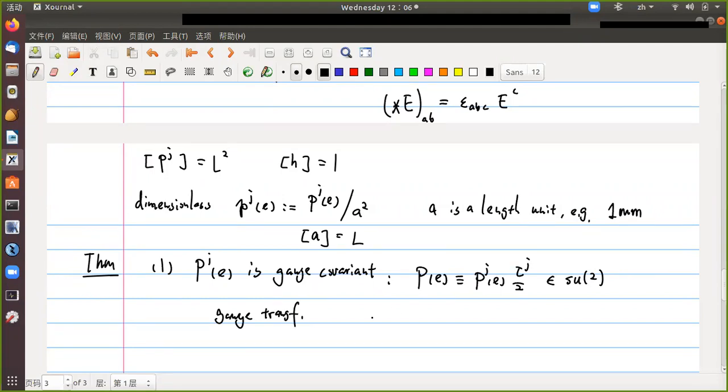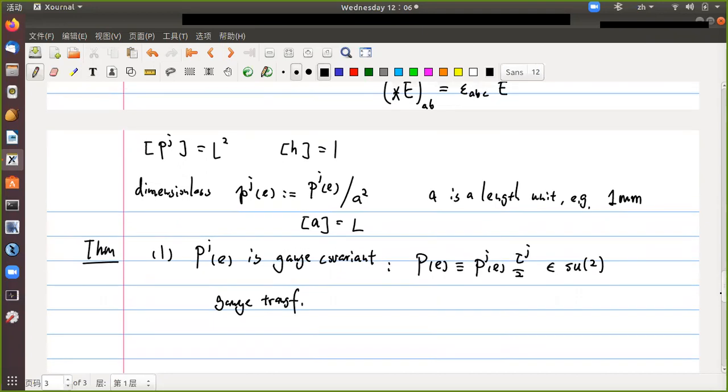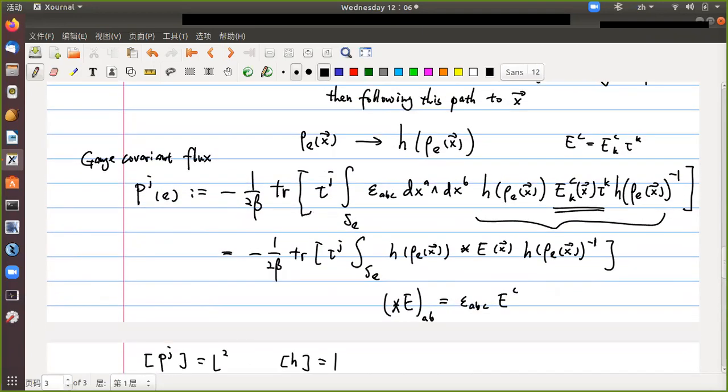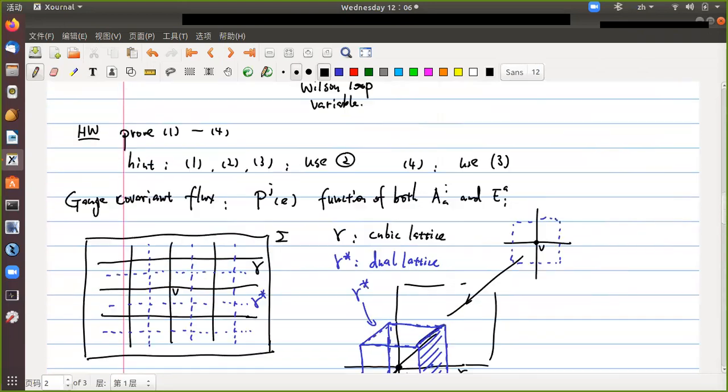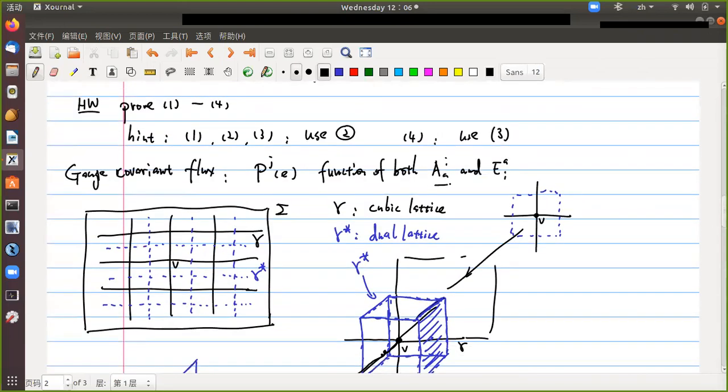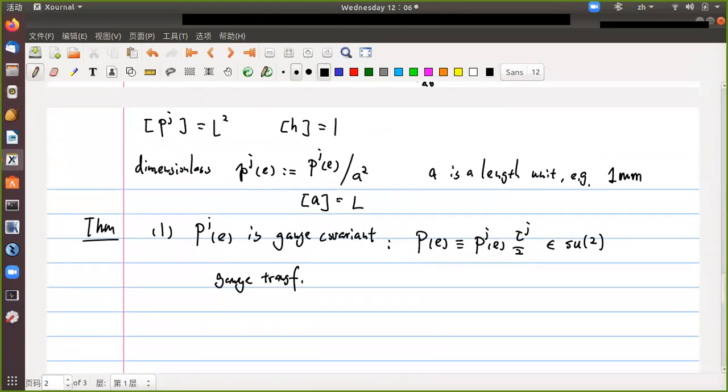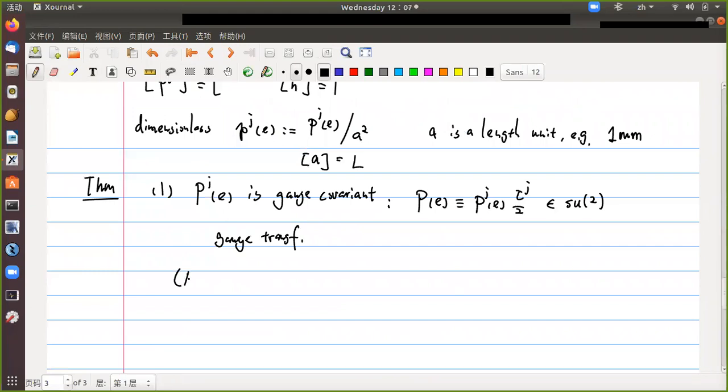Under gauge transformation, you have to take into account both the gauge transformation of A and the gauge transformation of E, because P_j is a function of both A and E. So you have to take into account both gauge transformations, and this is something we have seen before. A transforms to g A g inverse plus g partial g inverse, and E transforms to just g E g inverse.